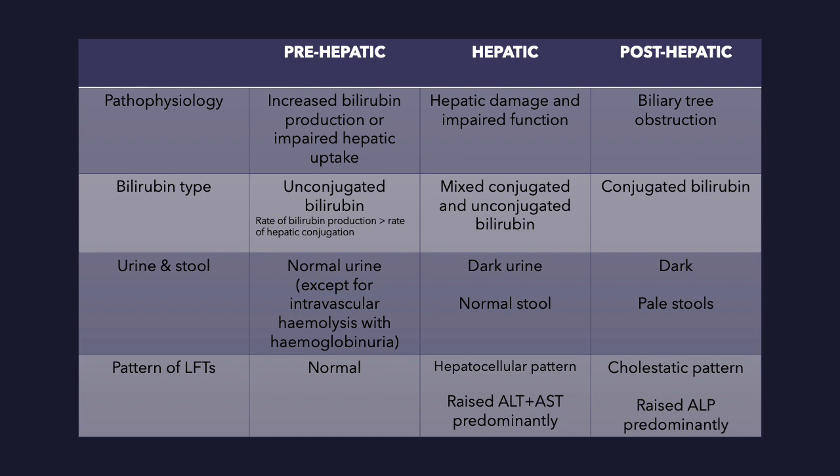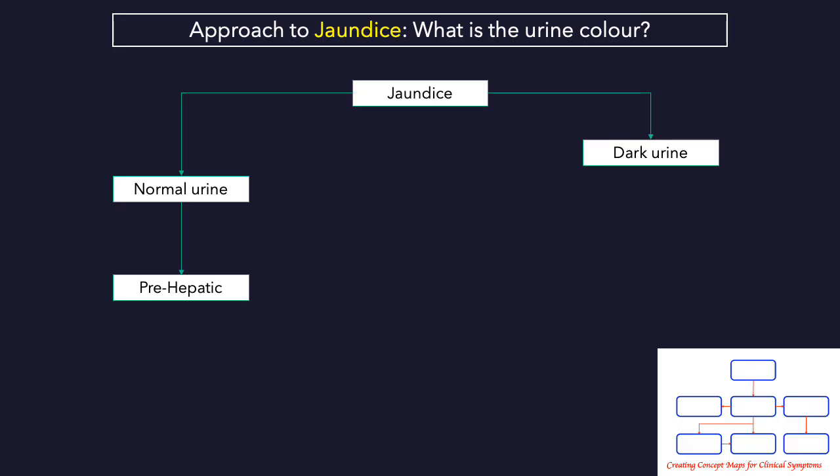Next, this table concisely summarizes the main key features distinguishing pre-hepatic, hepatic, and post-hepatic jaundice from each other. Identifying the correct category of jaundice early on in your assessment will be vital to investigating the various differential diagnoses that lie in each category. Once again, please feel free to pause this video and have a look at this chart. Now, let's have a head start.